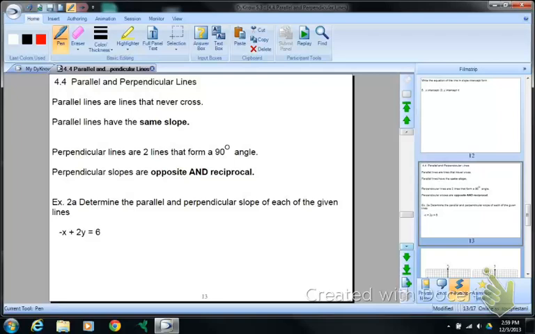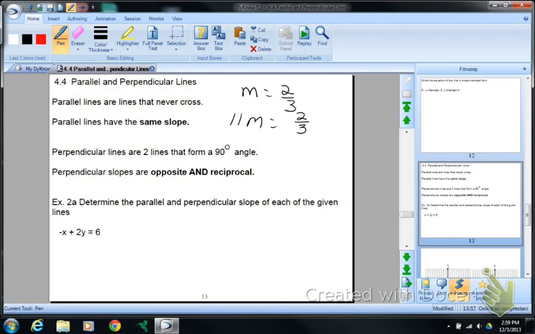Section 4.4 is dealing with parallel and perpendicular lines. Parallel lines are lines that never cross. Parallel lines have the same slope because they're going in the same direction. So, for example, if you had one line that had a slope of 2/3, what would the parallel line slope have? And this is a symbol for parallel. The parallel slope would be also 2/3 because they have the same slope.